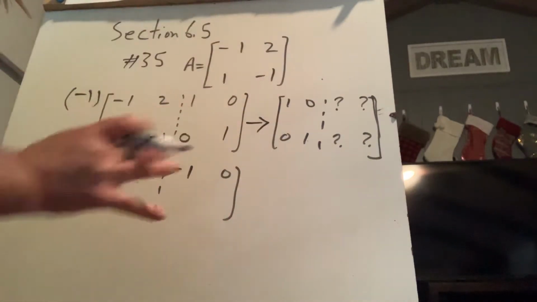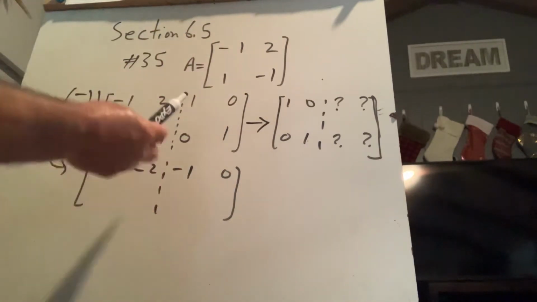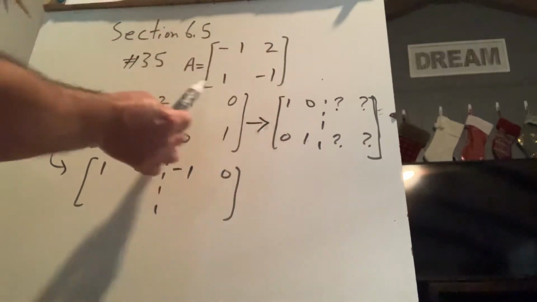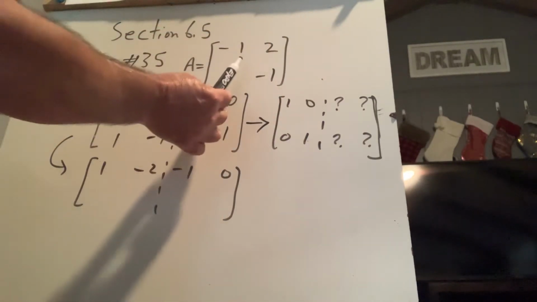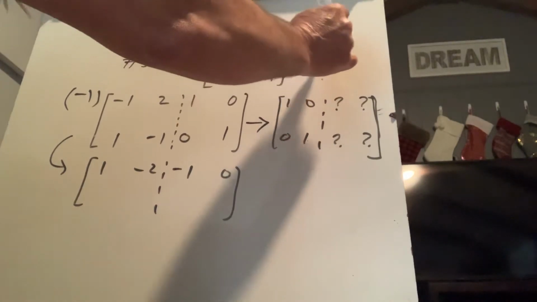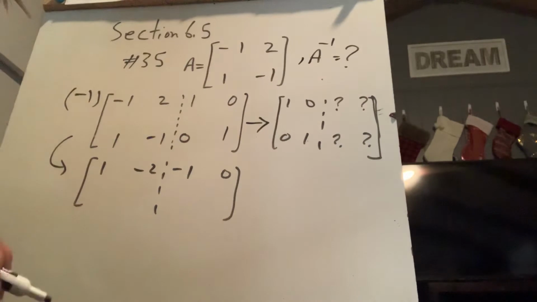I was actually in the middle of making the video and then I got cut off, so I'm going to go ahead and just explain what I have so far. This is problem number 35. We're given a matrix, I'm going to call it matrix A, and we're going to find its inverse. This is how we write the inverse, A with a -1. So that's the question: what is going to be the inverse of this 2x2 matrix?